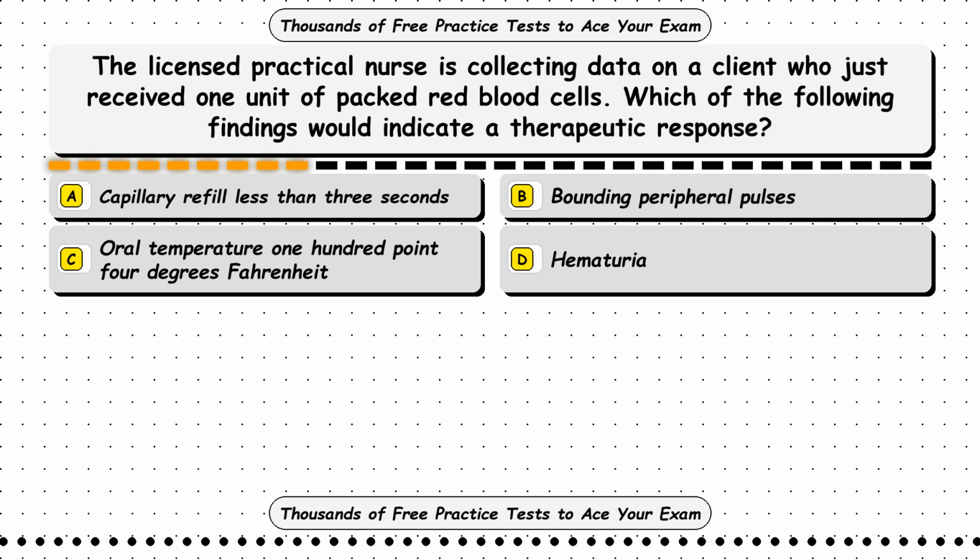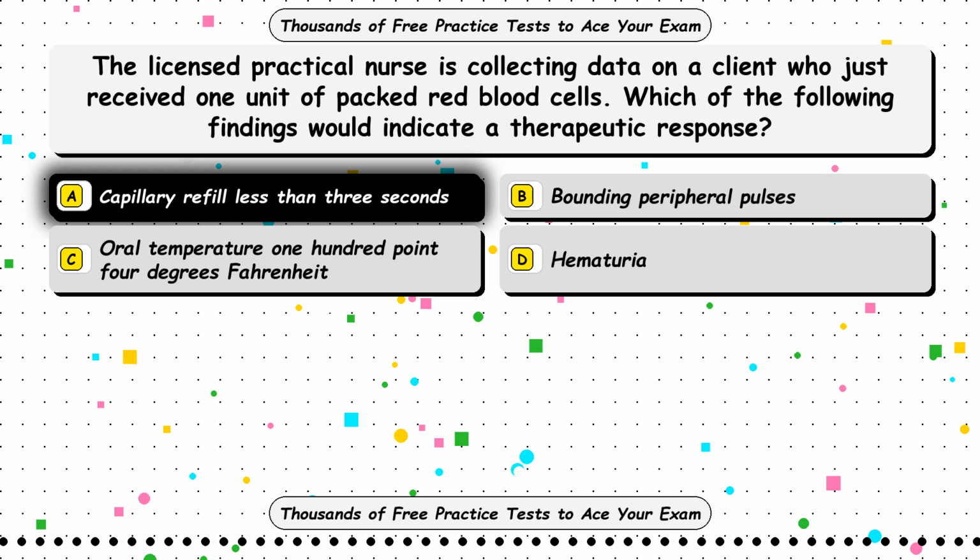Question 29. The licensed practical nurse is collecting data on a client who just received 1 unit of packed red blood cells. Which of the following findings would indicate a therapeutic response? Option A. Capillary refill less than 3 seconds. Option B. Bounding peripheral pulses. Option C. Oral temperature 100.4 degrees Fahrenheit. Option D. Hematuria.